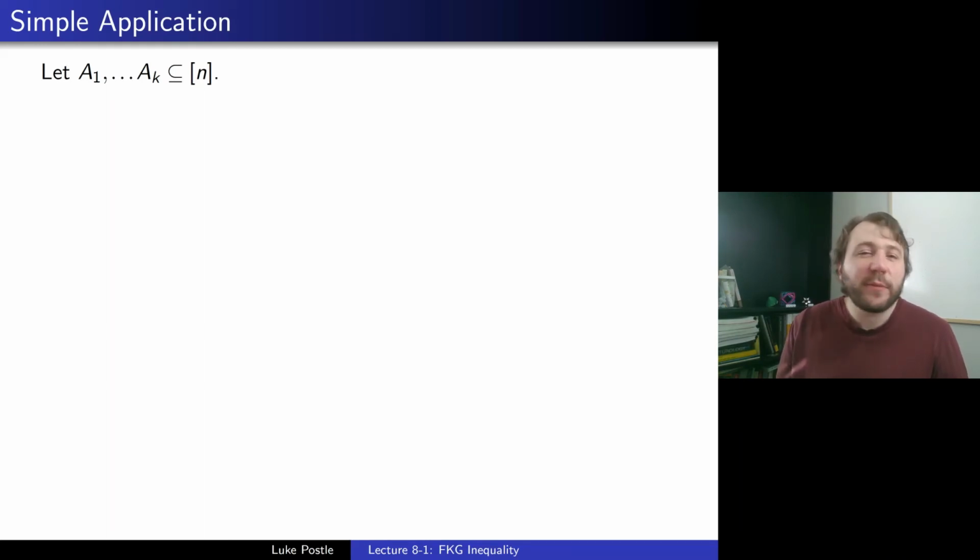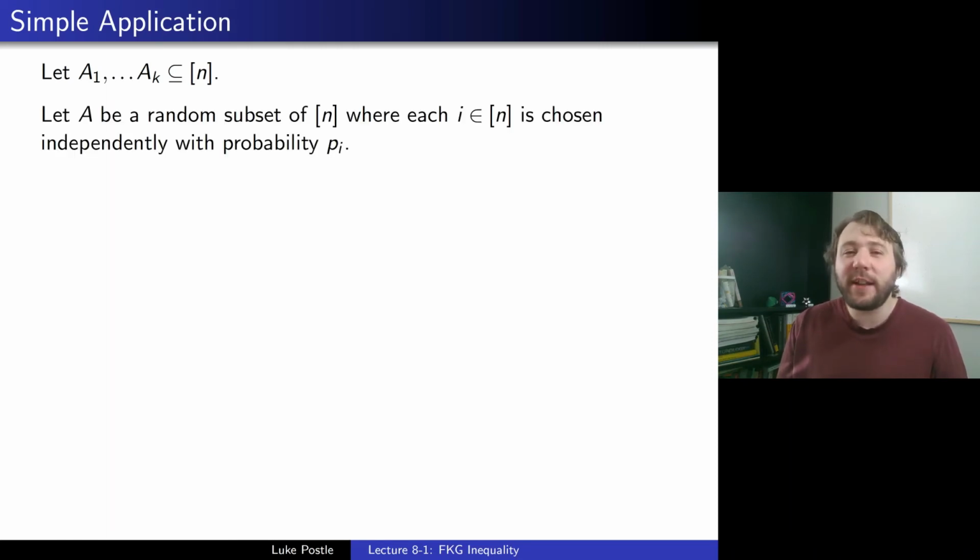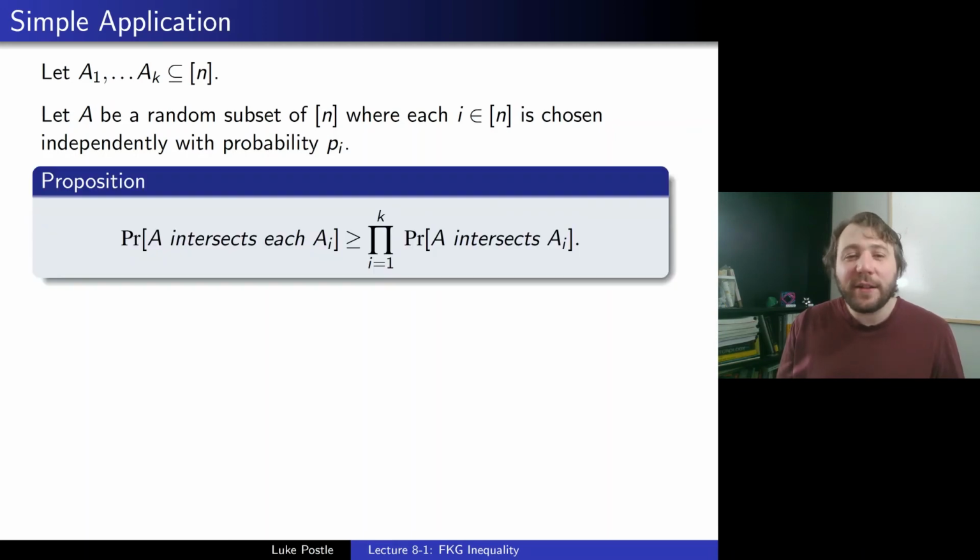So here's one simple application. Let A1 to Ak be subsets of [n], 1 up to n. So let A be a random subset of [n], where each i is chosen independently with probability pi. So this is quite natural. It's like what we had before, but we have fixed sets. We have k fixed subsets. And then here's a nice proposition.